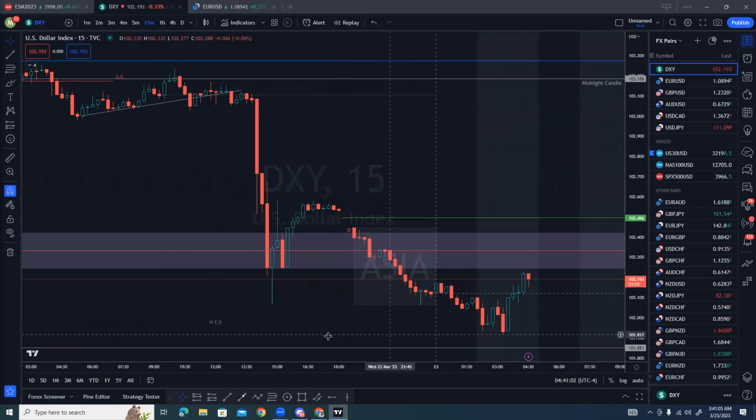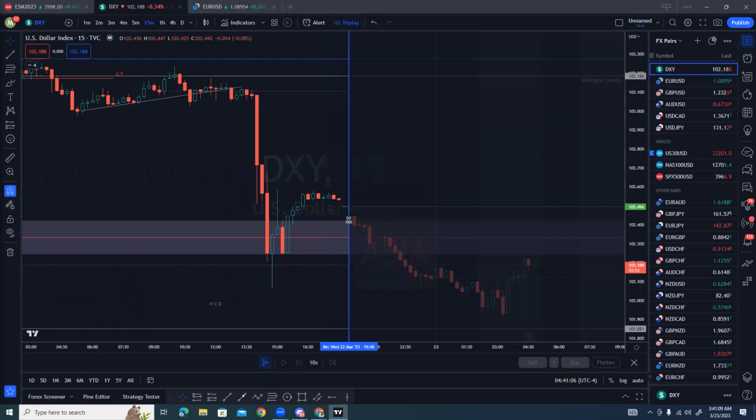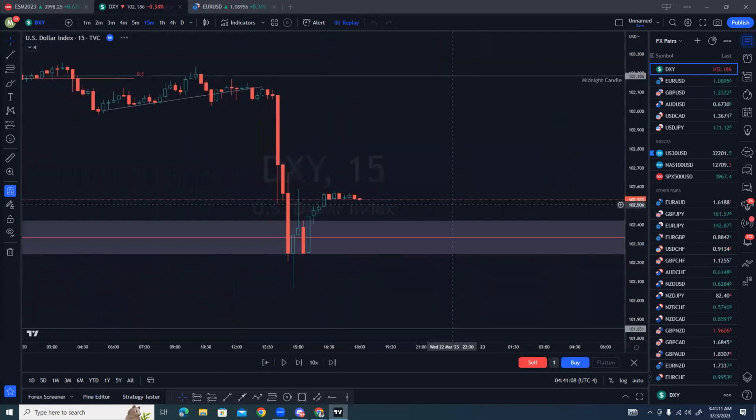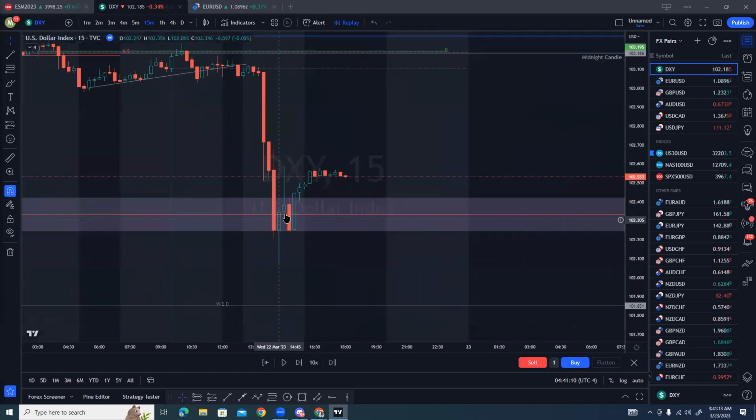Well, we've clearly broke down because I had the replay on. Does that make it stronger? No, I just think it just gets in the way. Right. That's just how price has reacted twice in this area. So no, I don't think it's any stronger.